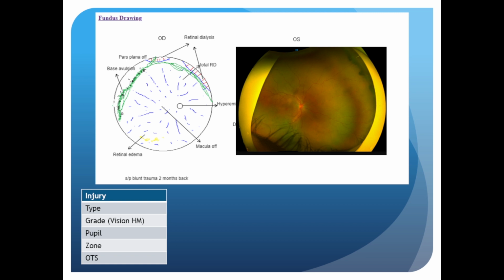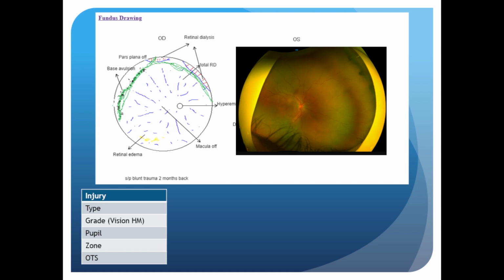Then for this, how can the OTS be calculated? What type of injury? Sir, closed globe injury. In that there are different types of closed globe injury, right? Sir, the posterior part is involved, so grade 3, sir. There is vitreous base avulsion.